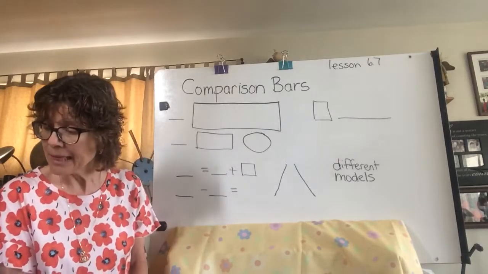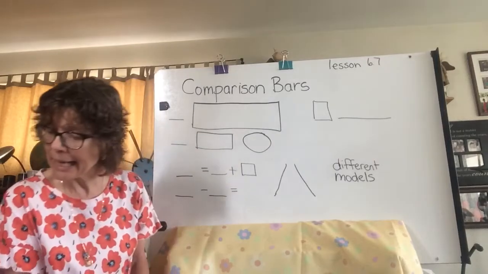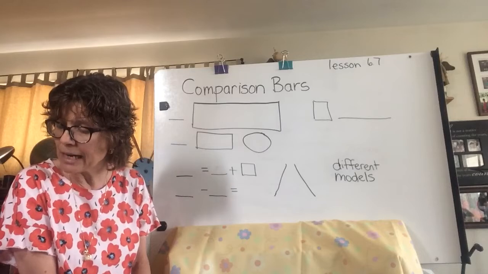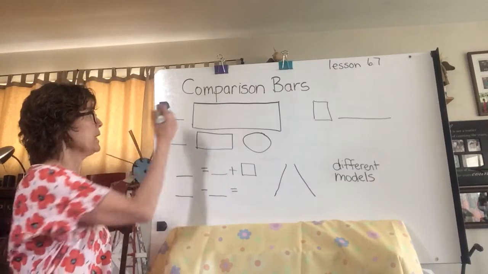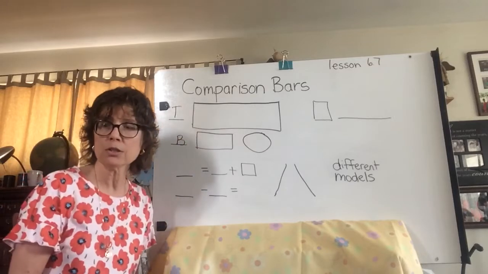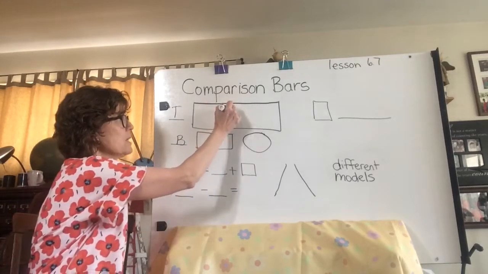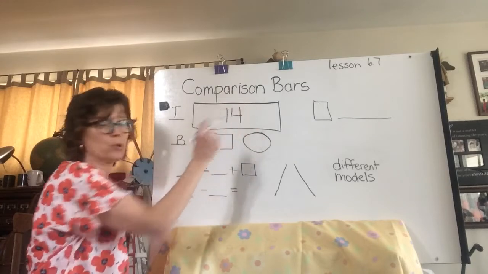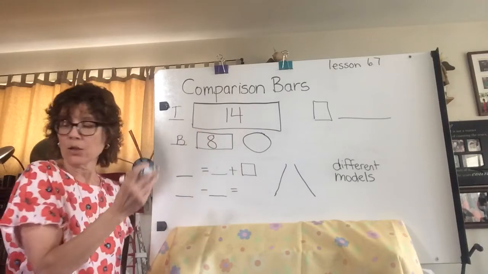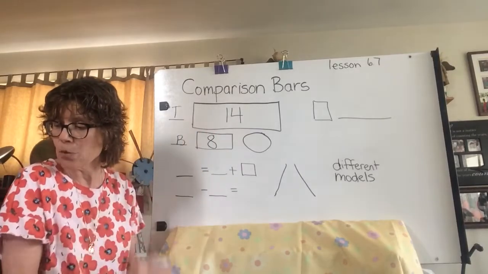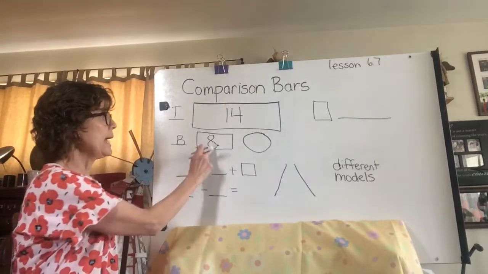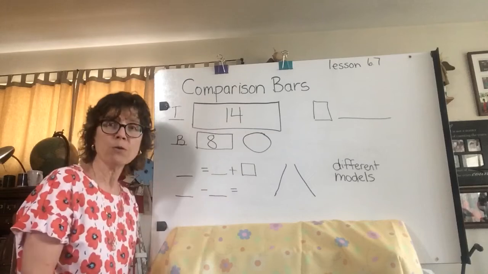It says, there are 14 tigers and 8 bears. How many more tigers than bears are there? So I'm going to put tigers up here and bears here. And I've been noticing, just like in Math Mountain, the biggest number goes at the top. There's 14 tigers, 8 bears. And the question is, how many more tigers than bears are there? So I'm going to have to figure out 8 plus what equals 14.